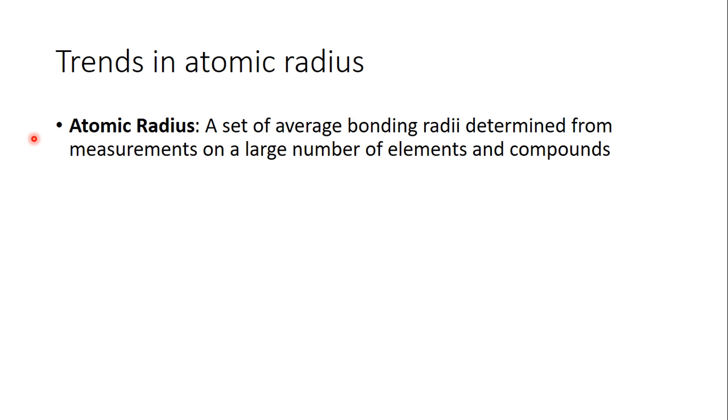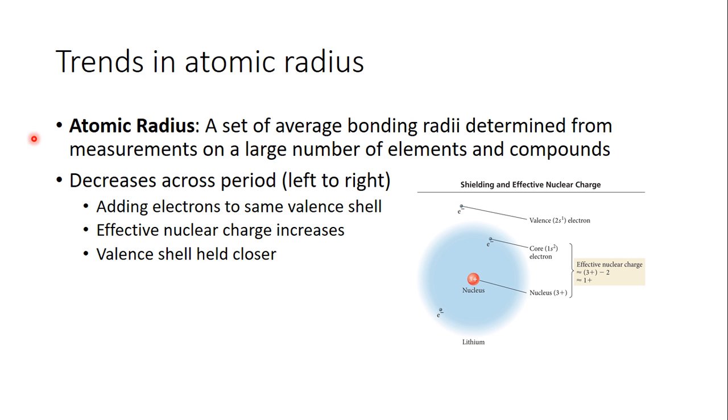And when we think about the radius, we're going to look at the trends in the periodic table. And we're going to talk about bonding radii just to be consistent for this. And generally, as you go from left to right on the periodic table, your atoms get smaller.